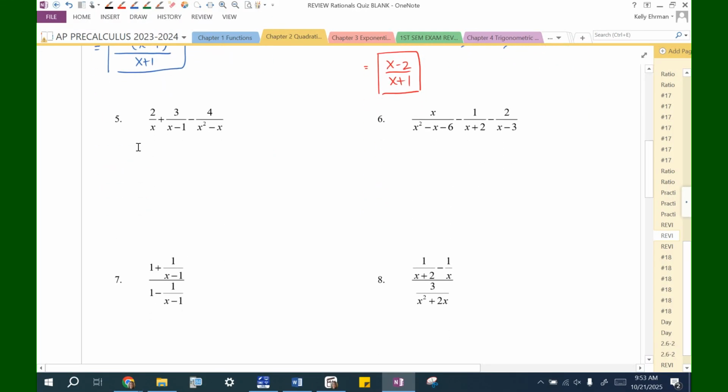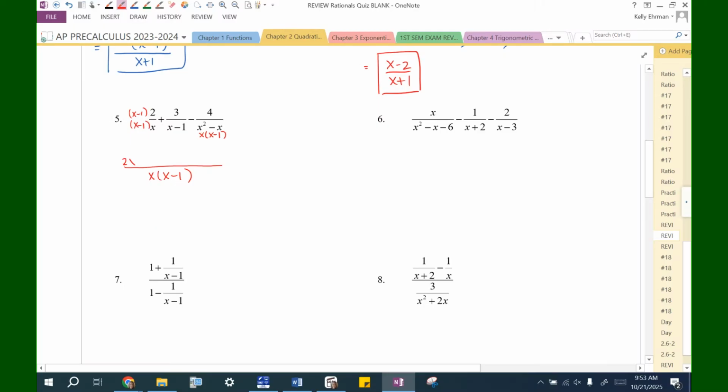All right, number 5, we are adding and subtracting. So I want to look at what the common denominator could be. If you see anything that could factor, factor it to see what you're working with. So the denominators are x, x minus 1, and x times x minus 1. So the common denominator is x times x minus 1. And we need to multiply each fraction by whatever it's missing to get that common denominator. So 2 gets multiplied by x minus 1, top and bottom.